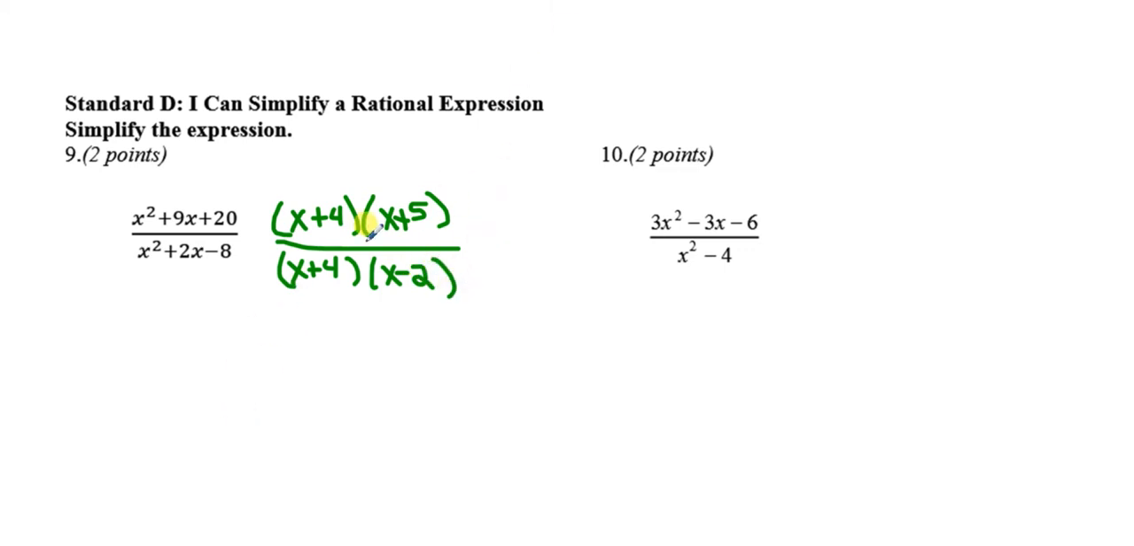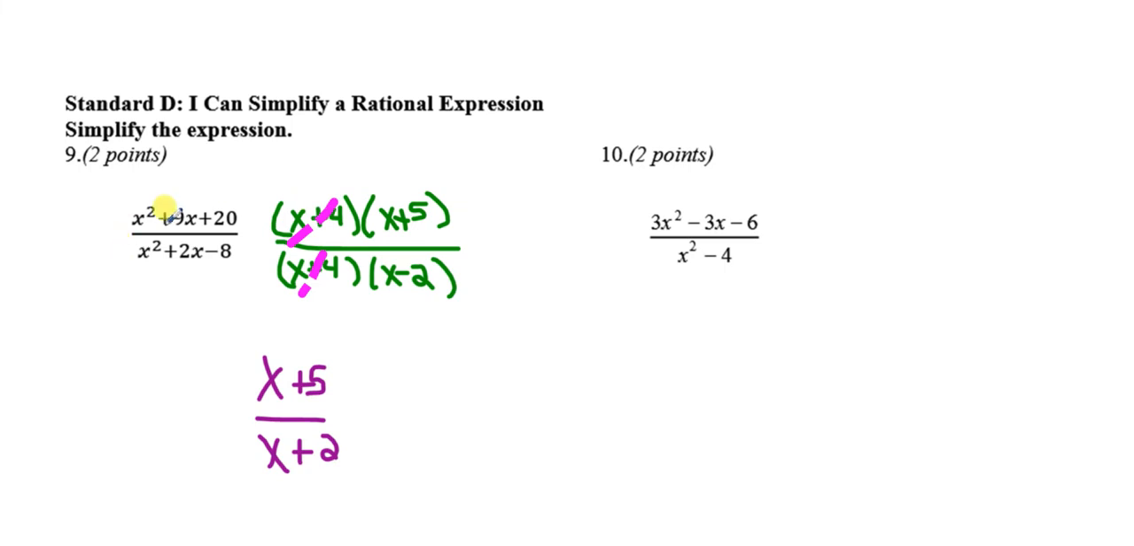And then we can get rid of our, well, I need to do the dotted line, get rid of our x plus 4s. So x can't equal negative 4 because we'd be dividing by 0, and x can't equal 2. But it does simplify down into x plus 5 over x plus 2. And you don't need to have those in parentheses. It's assumed they're in parentheses.